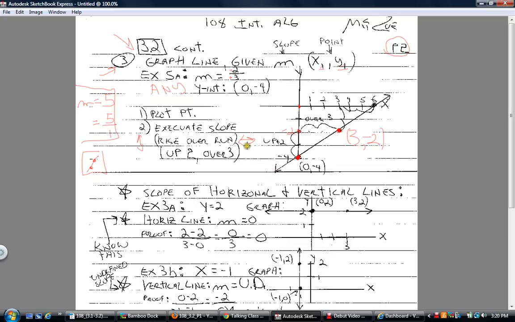Now, I want to challenge you here real quick. I want to propose that this problem starts with 3, negative 2. Now this is just to get this concept down. It doesn't have to be the y-intercept. Any point on the line, can you execute the slope of up 2 over 3? So I go up 2 units to pivot point. A positive 3 means go to the right. 1, 2, 3, and lo and behold, look where I'm at.